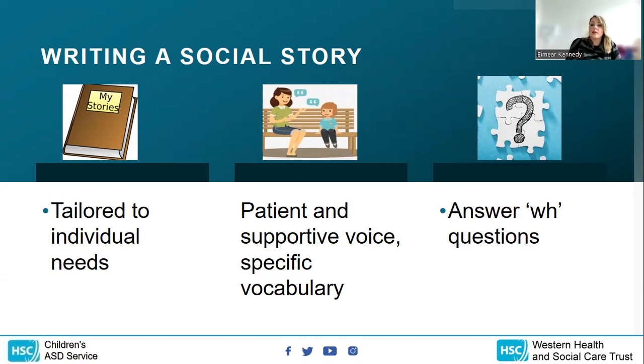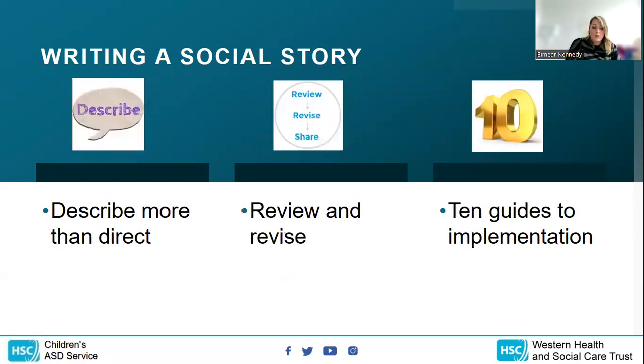Criteria 6 is thinking about answering those WH questions. So a social story should answer the relevant WH questions, things like where, when, who, what, why, how. Criteria 7 and 8 fall under this one, that describe more than direct. So a social story is comprised of descriptive sentences as well as coaching sentences. Each social story describes more than it directs. We'll look more closely at those types of sentences and break that down better in the next slides.